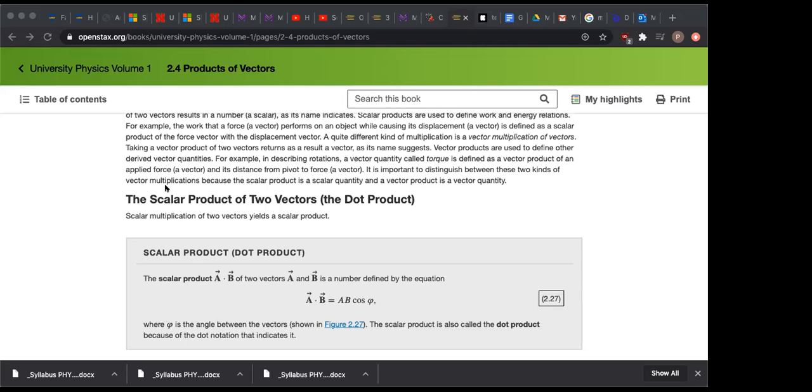And in that case, we end up with 2 different kinds of vector multiplication for 2 different situations in physics. The first type of vector multiplication is what we call the scalar product. And the reason it's called the scalar product is because the result or the answer will be a scalar. It's also called the dot product because that's how we denote it. That's how we show what it is. And the dot product, when you're denoting it, looks like vector A dot vector B like this.